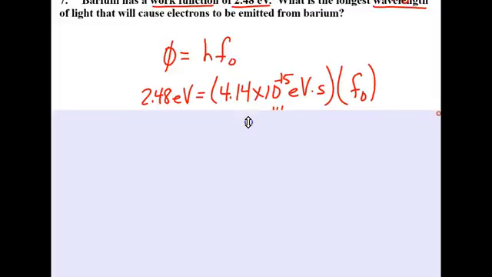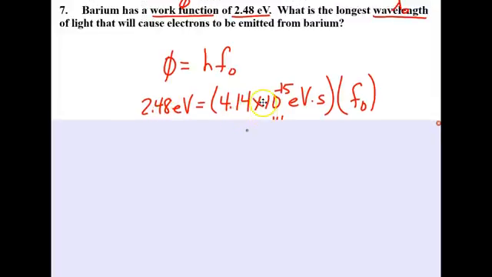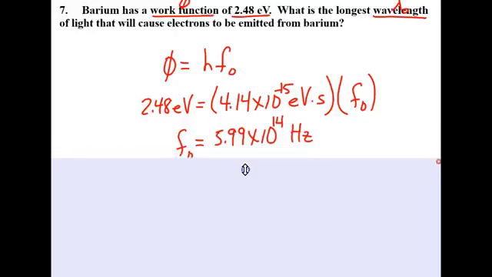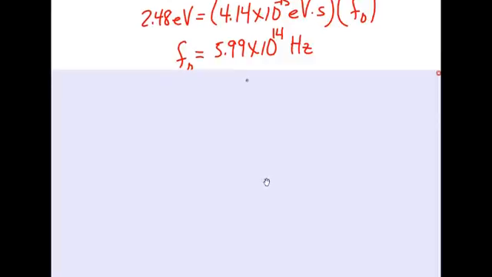You can go ahead and solve for the frequency. Phi equals h f0. So 2.48 equals 4.14 times 10 to the negative 15. Notice you're using the electron volt-second form of Planck's constant here times the threshold frequency. The threshold frequency is 5.99 times 10 to the 14th hertz.